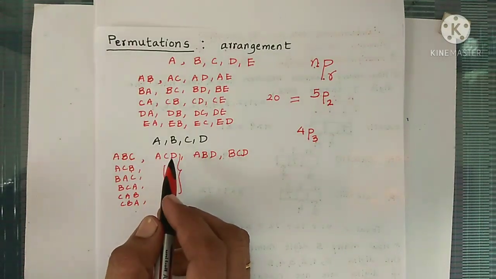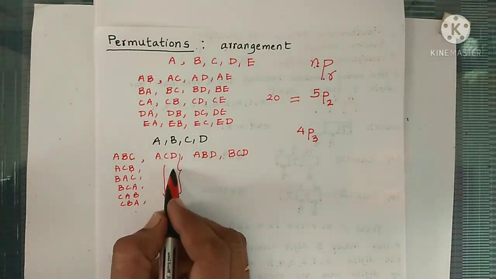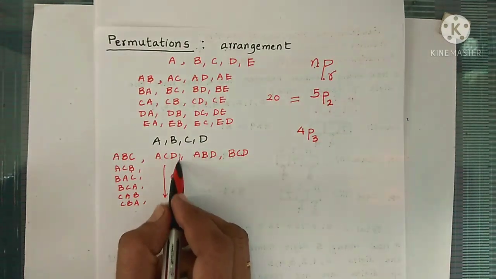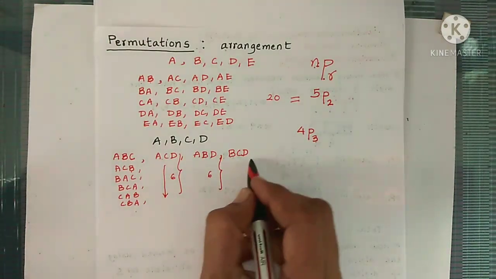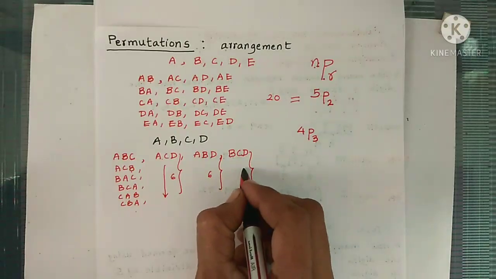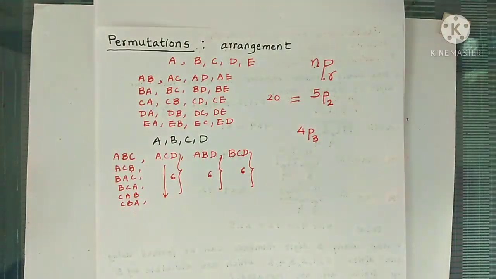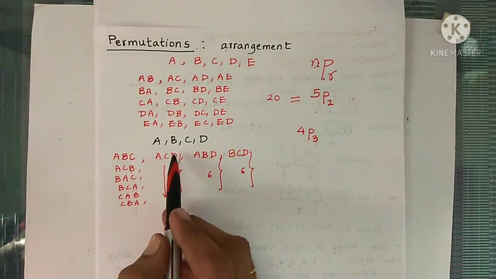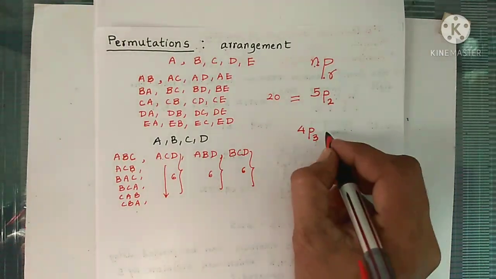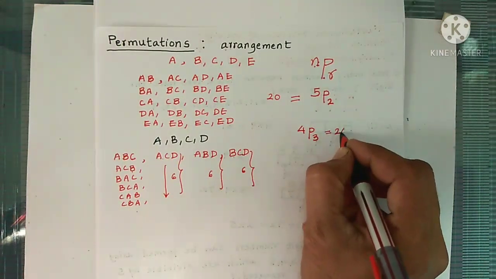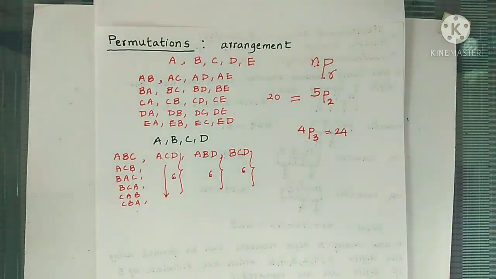So counting A, C, D also, they can be arranged in 6 ways. A, B and D can be arranged in 6 ways. B, C, D can be arranged in 6 ways. So we have here 4 columns but 6 rows, so in all we have 24. So 4P3 is 24. The number of ways of arranging 3 objects out of 4 objects is 24.